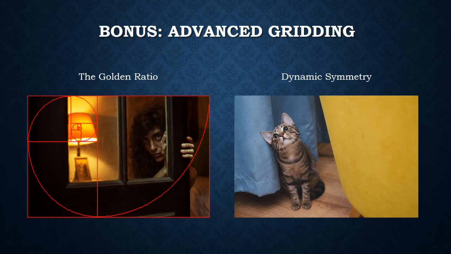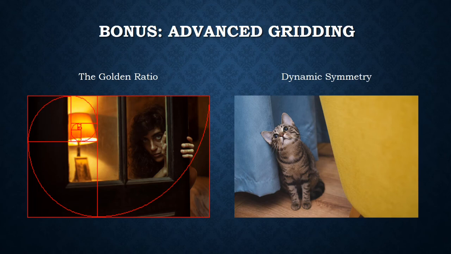In this picture, the photographer uses the brightness of the lamp to draw your eye to the light first. From there, our eyes follow the outline of the window frame up to the woman's face. This photo uses the golden ratio so that the last thing we look at is the woman's face.